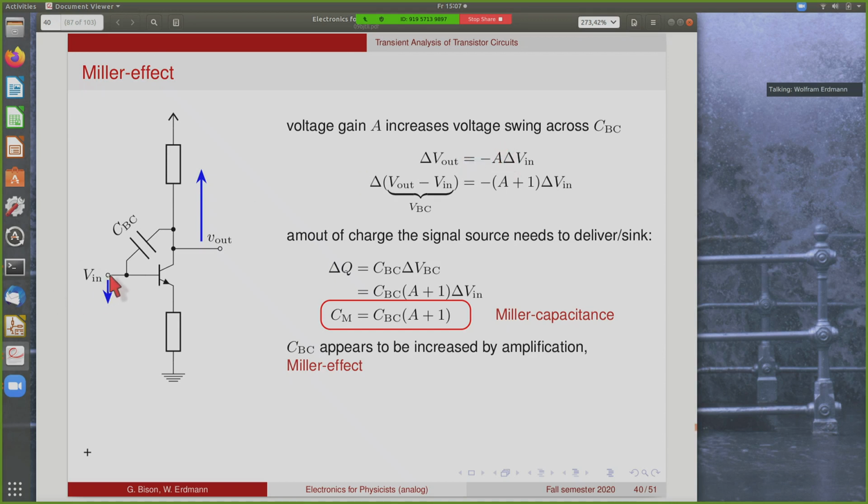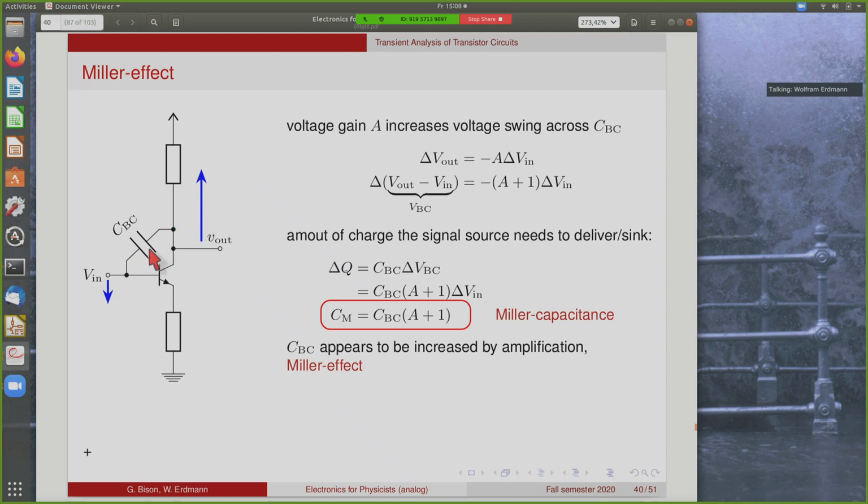So whenever we have a certain change of the input voltage, delta V in, then the output voltage changes by minus A times delta V in. So the voltage across this capacitor, which is output voltage minus input voltage, is delta V out minus delta V in, is minus (A plus 1) times the change of the input voltage. So whatever input voltage change we make is amplified by a factor A plus 1 in terms of the voltage across this capacitor.